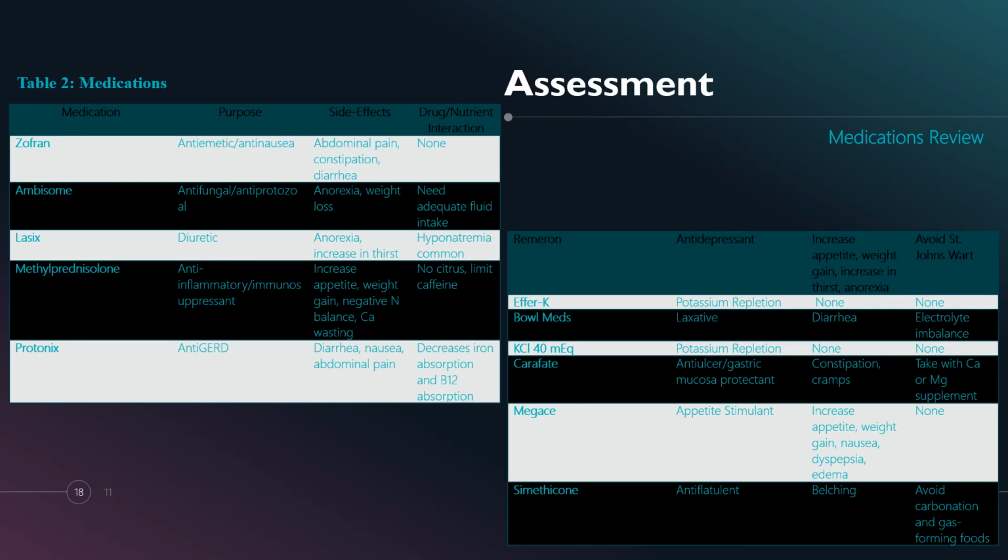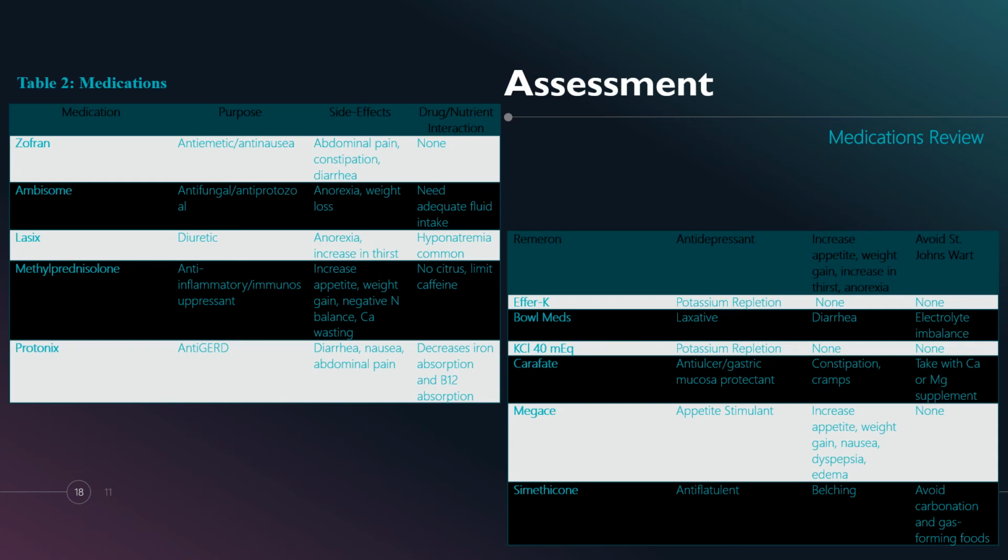The Lasix, which is the diuretic that she was on to help with her edema, it may cause anorexia. It can also increase your thirst, and hyponatremia is common with this medication use. I already went over the corticosteroid. MTL was also on Protonix, which is just the anti-GERD medication. She, as I mentioned, did have a history of GERD as well. Some side effects can be diarrhea, nausea, abdominal pain, and Protonix can decrease your iron absorption and your B12 absorption. So again, it's going to be important to monitor your micronutrient levels to make sure that you don't need to replenish them.